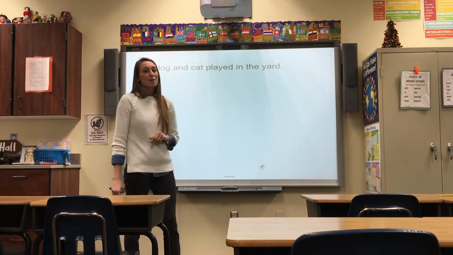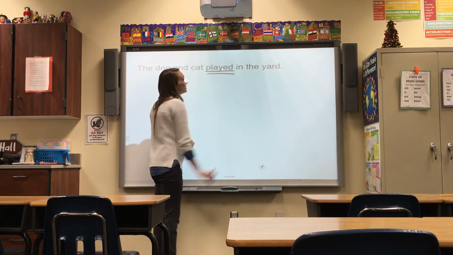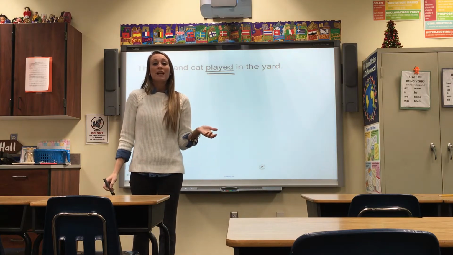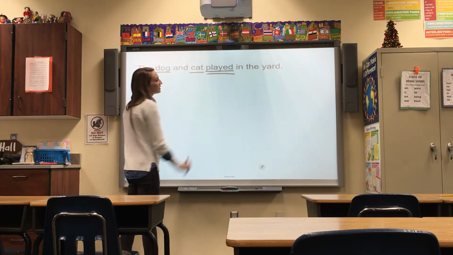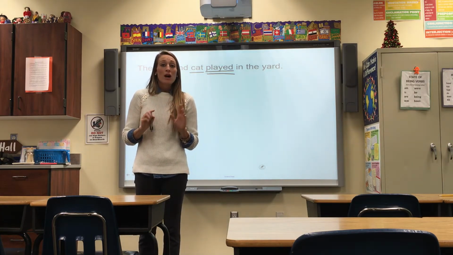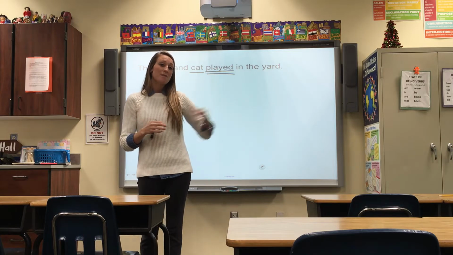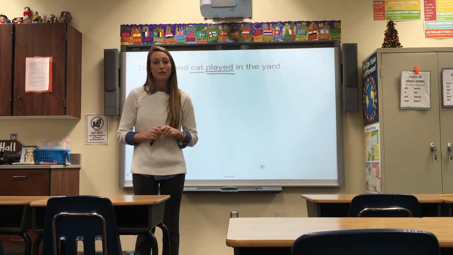The dog and cat played in the yard. My verb is still played. But now when I ask who or what played, I have 2 answers, dog and cat. That's a compound subject. When you have more than one person, place, or thing doing the same action, that's a compound subject. And we diagram that just a little differently.